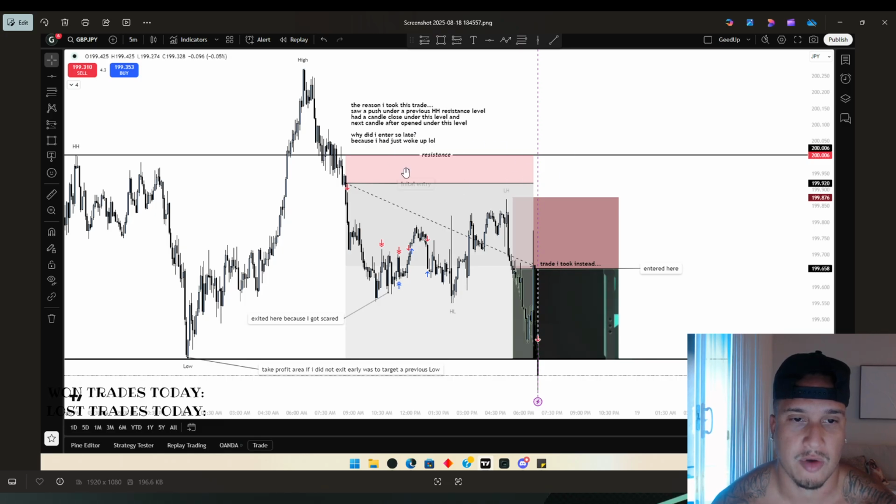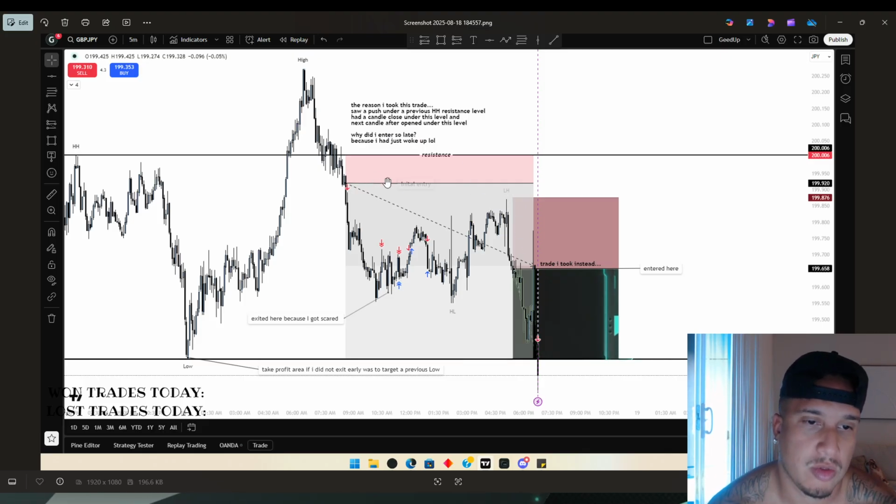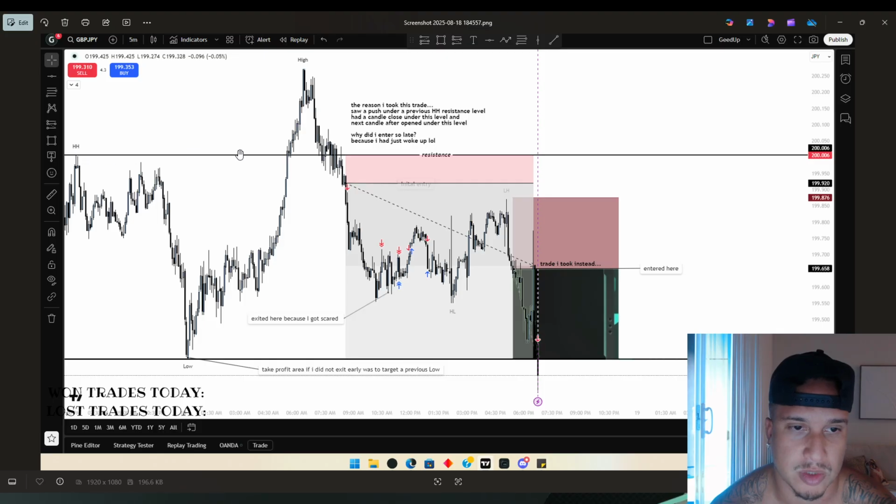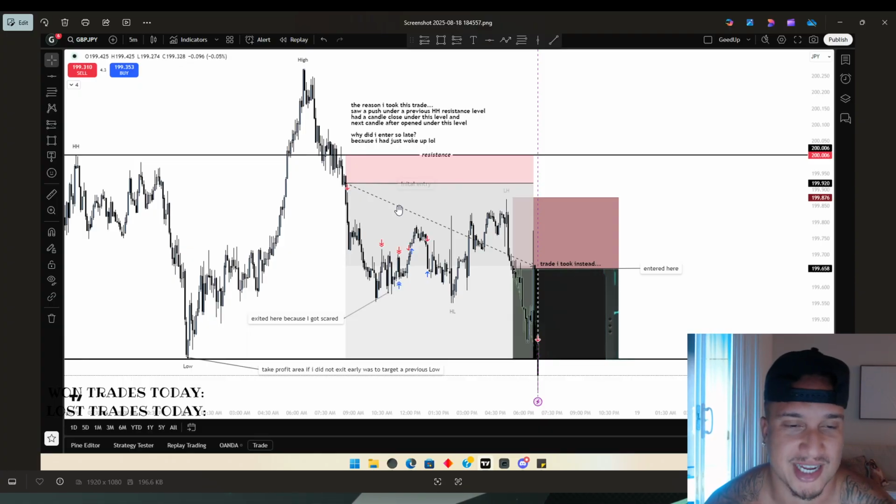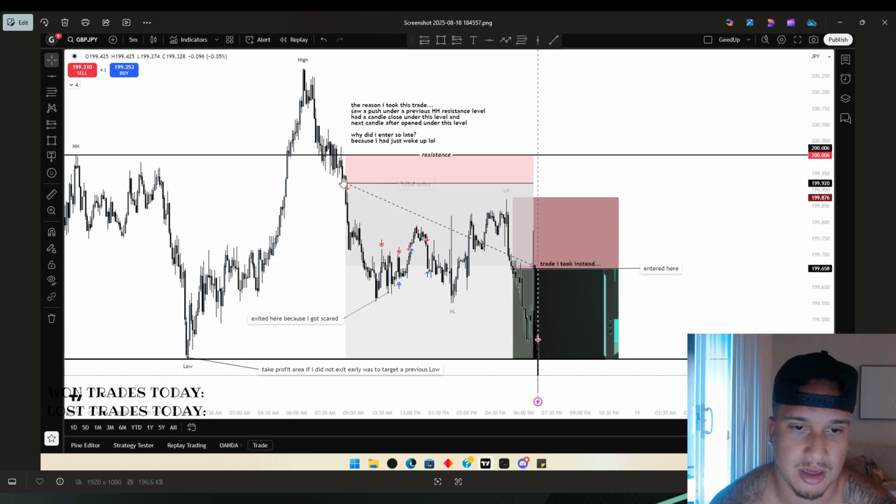So we have our initial entry on our funded account, and then we have the trade that I took, or what could have happened if I just held from where I initially entered. Now, if you're asking why I entered so late, because the higher high resistance level was broken over here, why did I wait so long? It was because I was sleeping, and I woke up and that's the first thing I saw. So this was our initial entry because that's where I woke up.